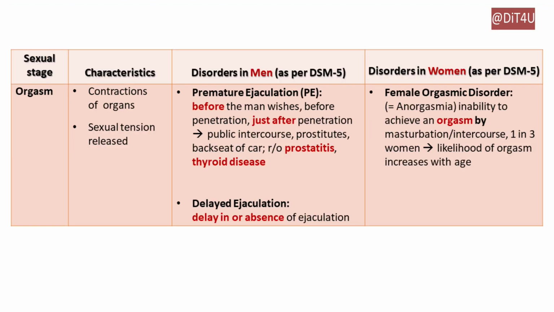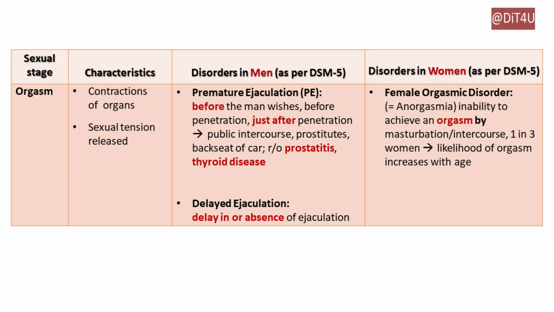And in the last stage, orgasmic phase, contractions of organs is seen in both the sexes. Sexual tension is released. Parasympathetic system is more active. That's why the contractions are achieved. In men, there is premature ejaculation before the man wishes, before penetration, or just after penetration, there can be ejaculation. So this could occur due to having a public intercourse, such as with prostitutes or commercial sex workers in the backseat of a car where the person has to hurry up. But you have to rule out secondary medical conditions such as prostatitis. Prostatitis means inflammation of the prostate, or thyroid disease. There can also be delayed ejaculation, delay or absence of ejaculation, but that's very rare in men.